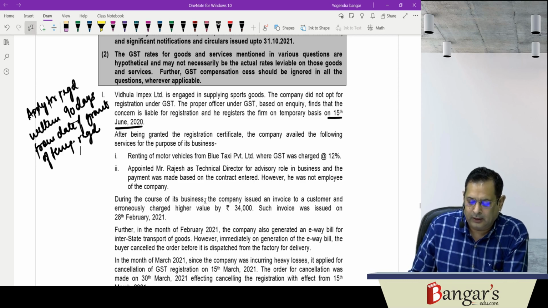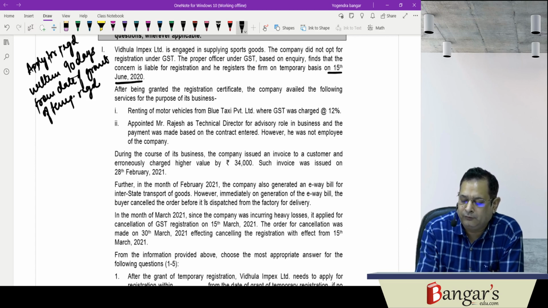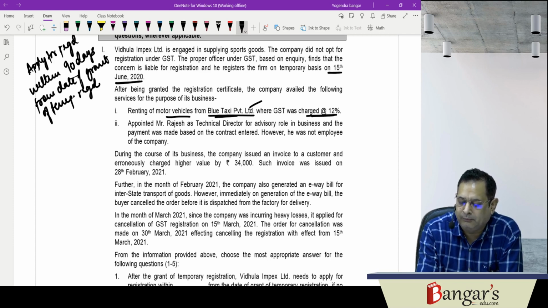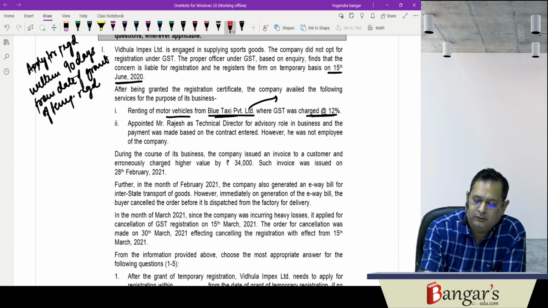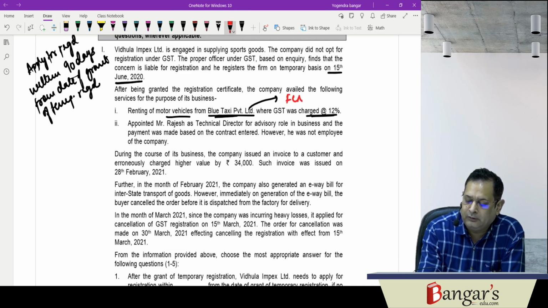Then here, after being granted the registration certificate, the company availed the following services for the purpose of its business. Now here they have availed renting of motor vehicles from Blue Taxi Private Limited, where GST has been charged at the rate of 12%. Now here, a body corporate is providing renting of motor vehicle service, and here the GST rate charged is 12%, so forward charge mechanism will be applicable.